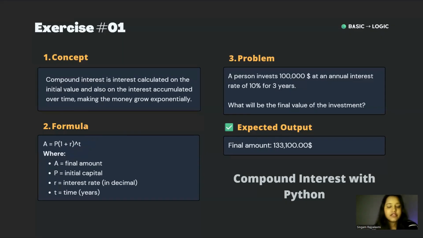So this is how we will calculate the compound interest, and it's a basic formula that every person will use in real time to get the compound interest. And how we can solve this problem using Python is what we are going to do today. So as I said before, here's a person who gave $100,000 at an annual interest rate of 10% for 3 years. So we have to find the final value of the investment, and the final amount is this one.